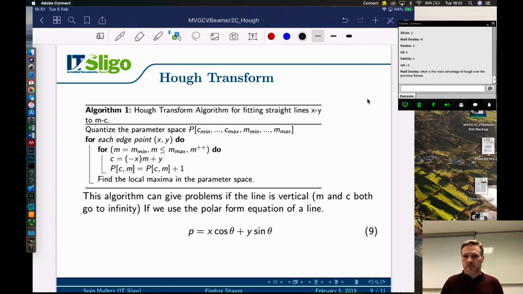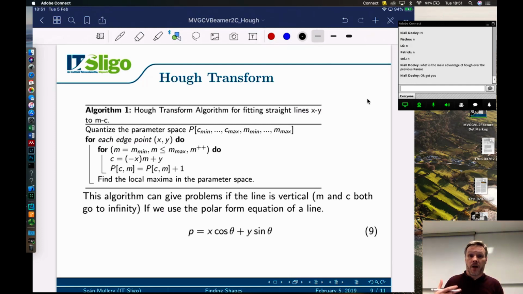So Niall has asked what is the main advantage over the previous RANSAC. The main advantage is the idea that we don't need to know what points are assigned to which line. It really doesn't matter. It's going to determine from the number of elements in a crossing whether to decide to have a line there or not, and it'll draw it. So that's the main advantage of it there.